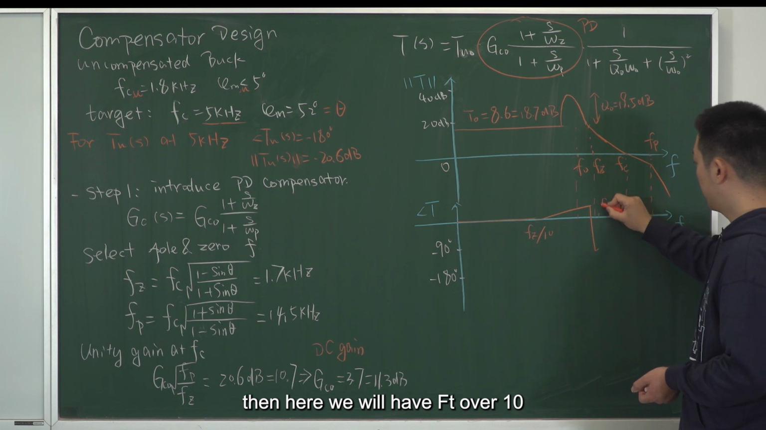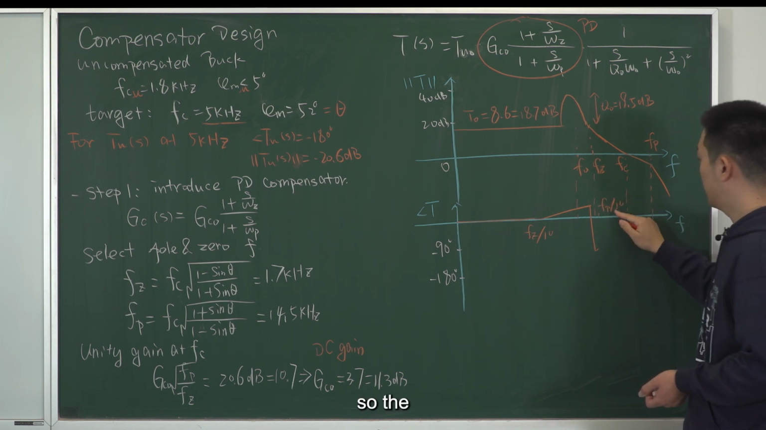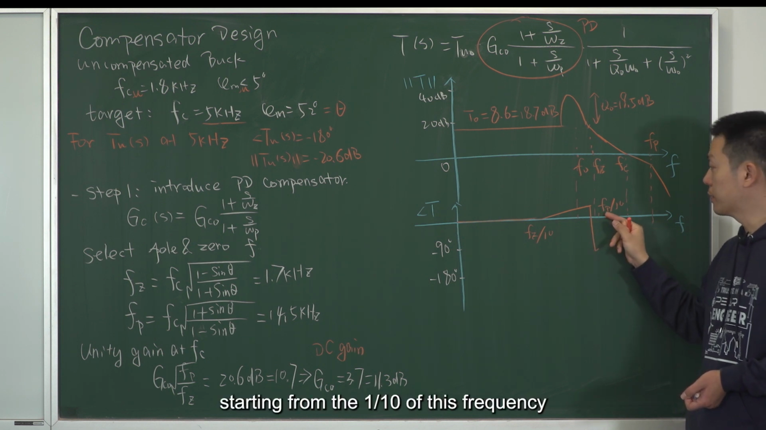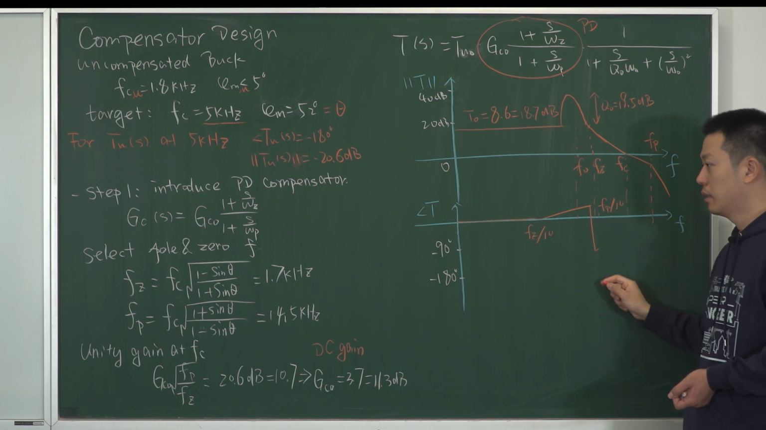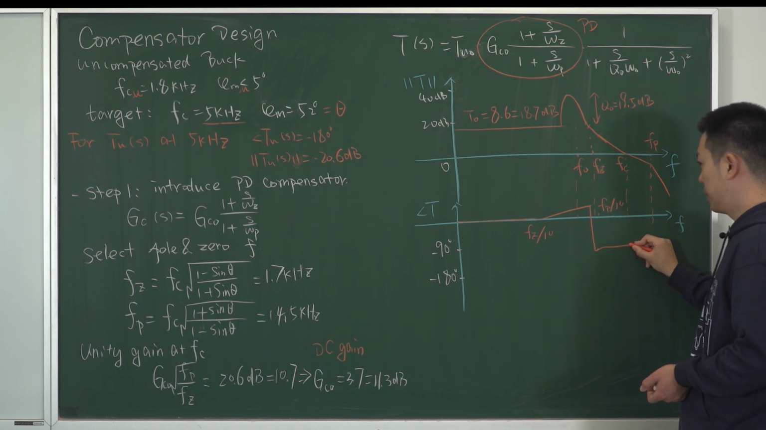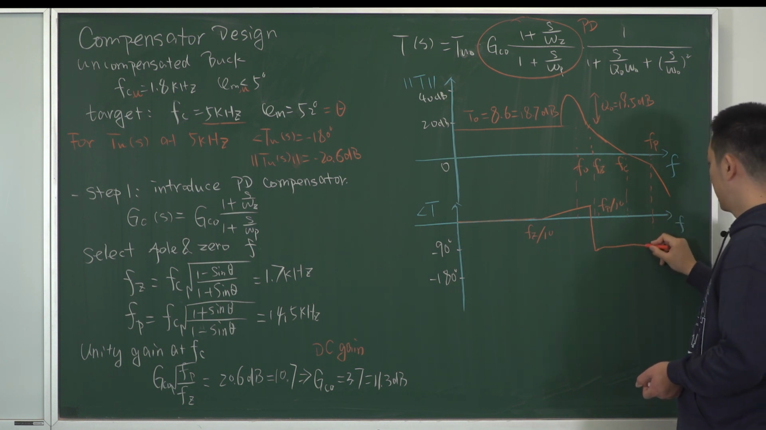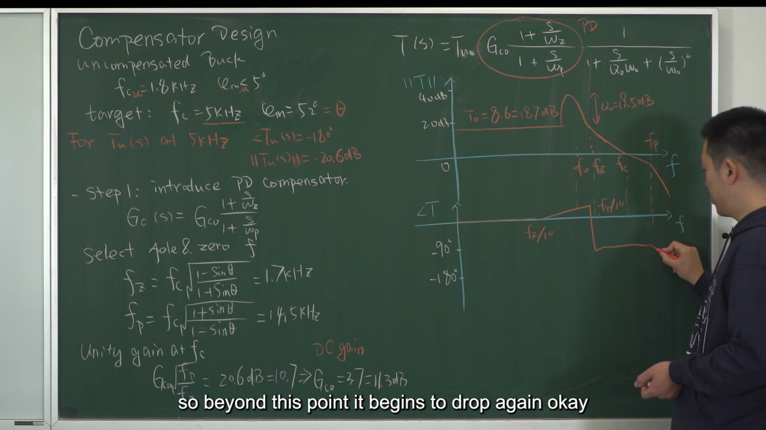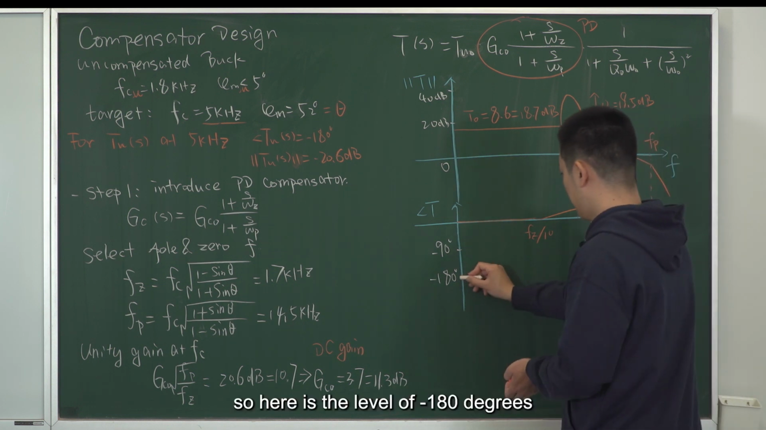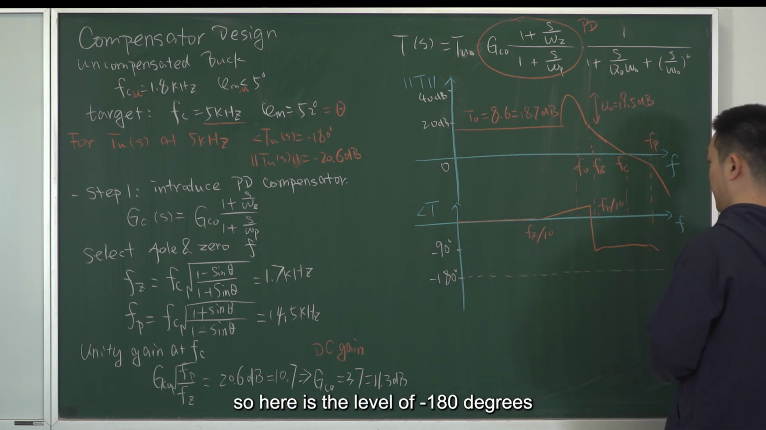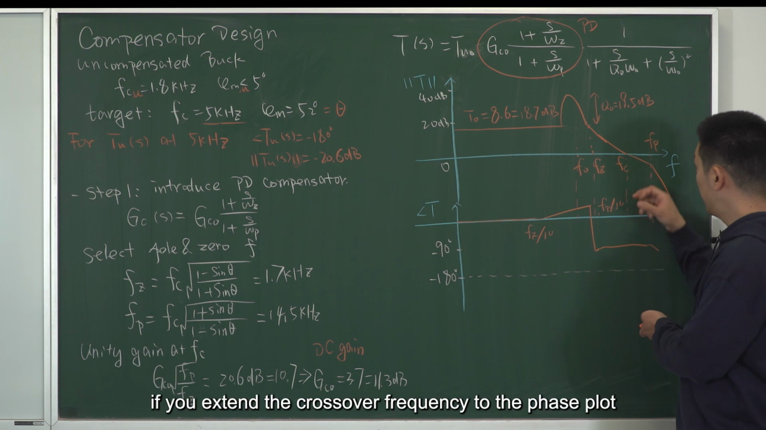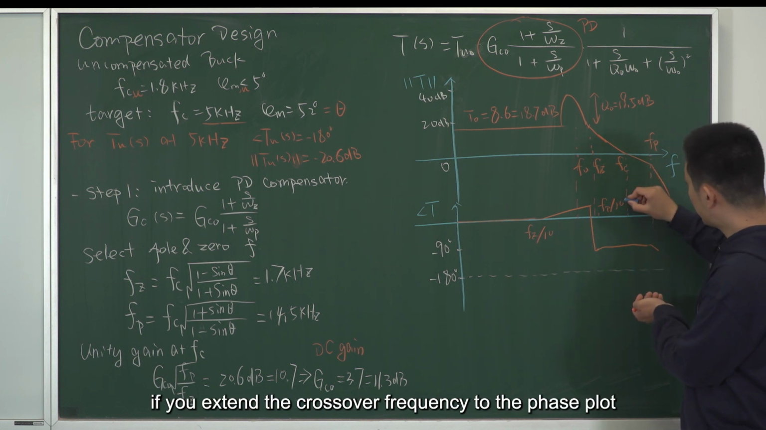Then here we will have Fp over 10. So the high frequency pole begins to take effect starting from 1/10 of this frequency. So this will incur another change. So this will be flat. So beyond this point, it begins to drop again. Okay. So here is the level of minus 180 degree.